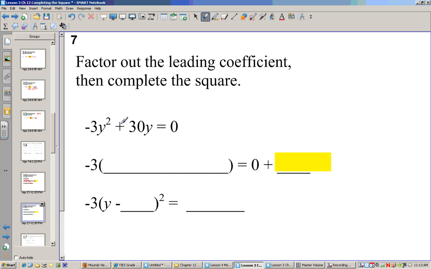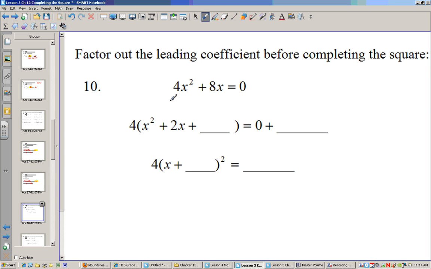If we do the same with this, this would be y squared minus 10y. Think about what we need here. Well, we know our perfect square has to be half of this, so y minus 5. If we square that, that would be 25. So I'm not adding 25 to this side, I'm adding negative 3 times 25, which is a negative 75. So negative 75 would be in that blank.